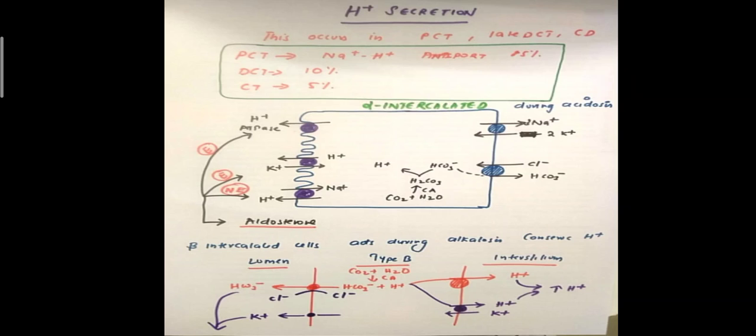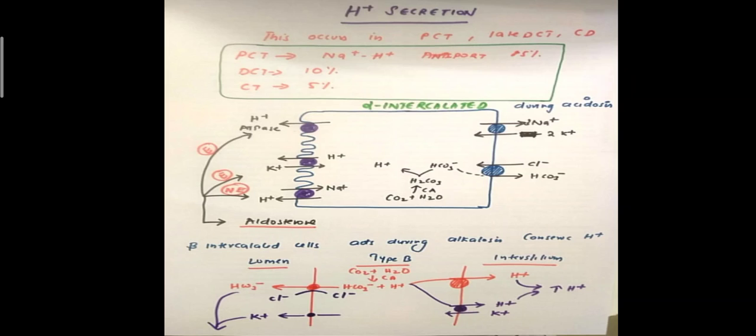Then how does H plus secretion occur? This occurs in the PCT, DCT, and collecting duct. In the PCT, through the sodium hydrogen antiporter, 85% occurs, and in the DCT it is 10% and in the collecting duct it is 5%.